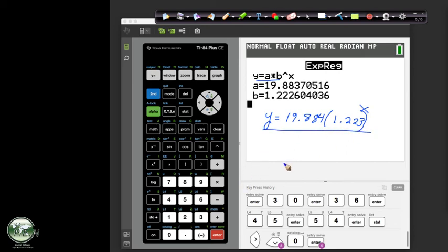A lot of work just to get to that answer, but that's what we're going to be looking for on the test, is that you can put X's in, Y's in, go to stat calc, come down to exponential, and come up with this equation.